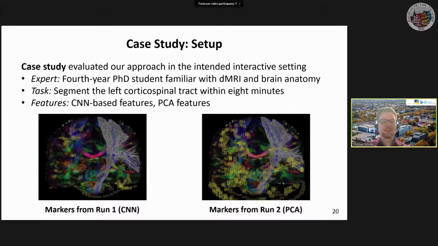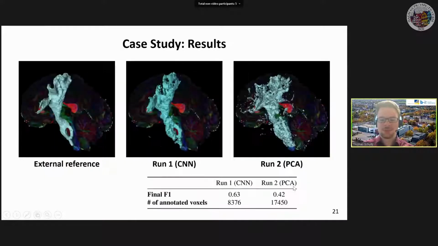Okay, so finally, we did a brief case study to also evaluate this in an interactive context. So we asked a fourth-year PhD student to segment, again, the left CST with the CNN-based features, with the PCA-based features. You can see already from the markers here that he had to put a lot more markers for the PCA. He really had to fight with the system a lot more. And despite this, after the time ran out, the result that he got with the CNN was much better.